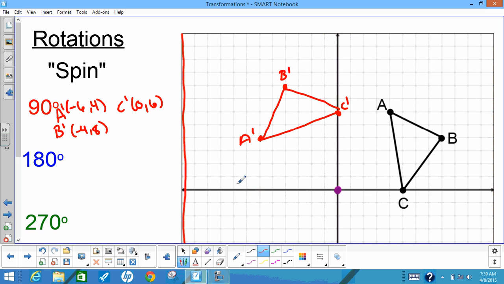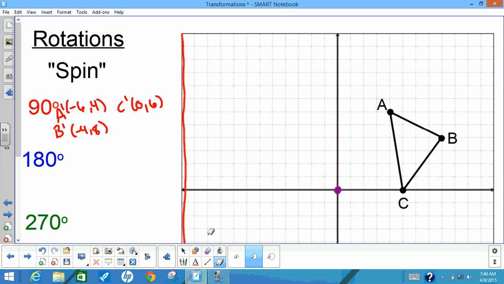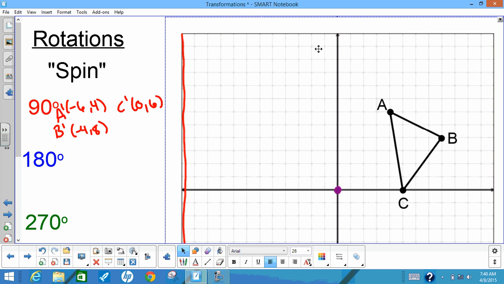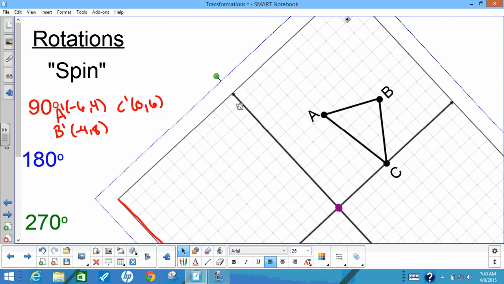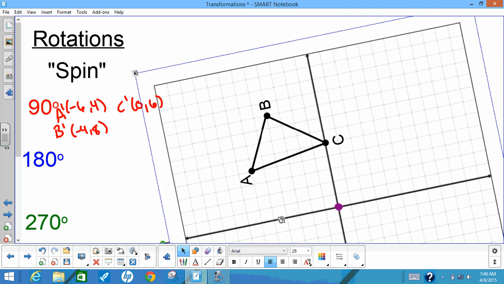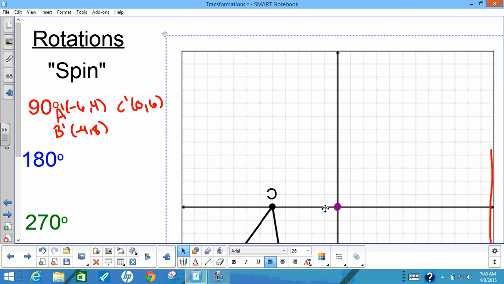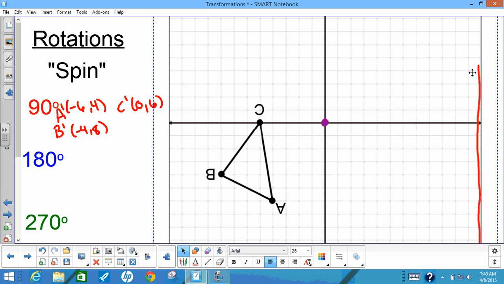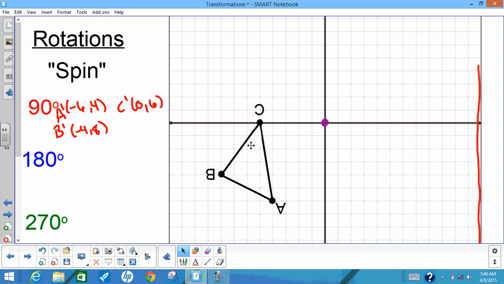So we can do the same thing for any number of degrees. We can rotate 180 degrees by turning our paper twice. So again, the red side is my left side of the paper. I'm going to turn it once so that the left side is now the bottom, and I'll turn it again so that the left side is now on the right, as you can see. And we can copy down the coordinates, flip our paper back to the original position, and graph the new figure.